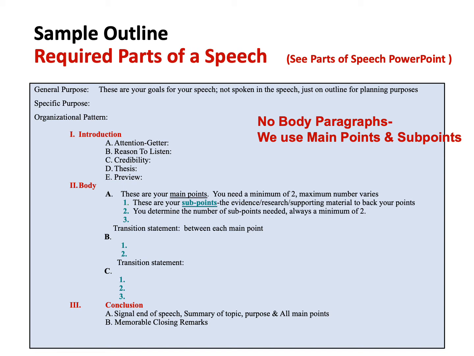And within the body, then we have main points, A, B, C, possibly D, with supporting material. Your evidence would be your subpoints. Each one of these main points is going to be a name. You're going to name each main point, and then you're going to have your material to back it up.